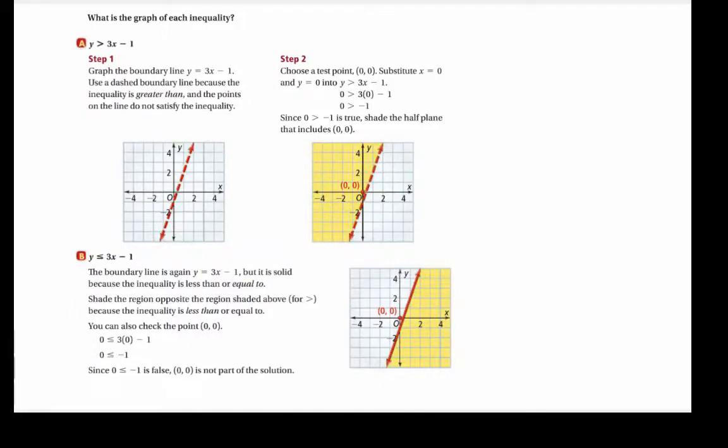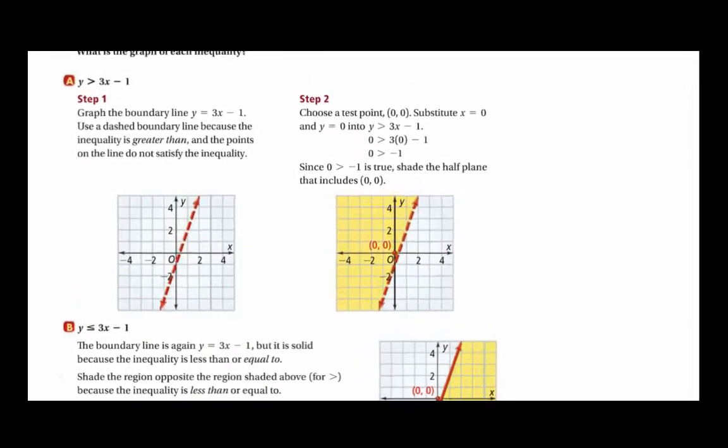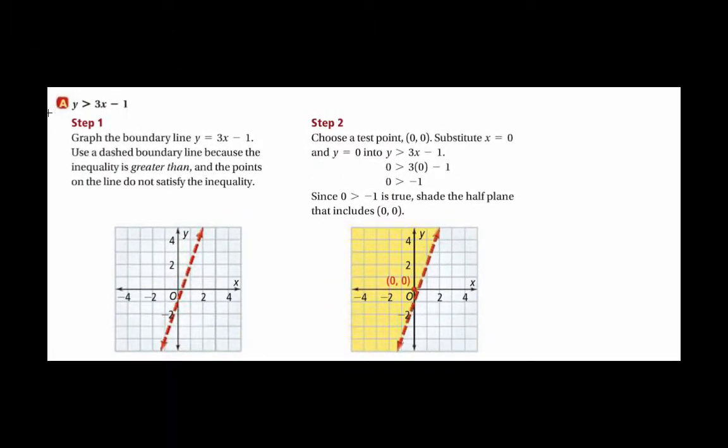So what is the graph of each inequality? Well, in A, we have y is greater than 3x minus 1. So the first step is to graph the boundary line and use the equation form of this, y equals 3x minus 1. We're going to use a dashed boundary line because the inequality is greater than, and the points on the line do not satisfy the inequality. So if it's just a greater than, just a less than, we have a dashed boundary line.